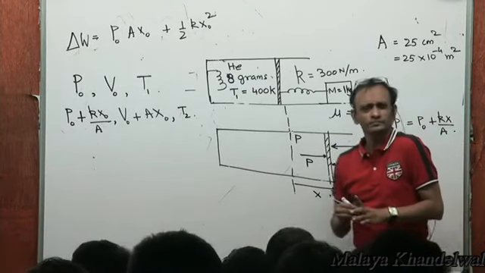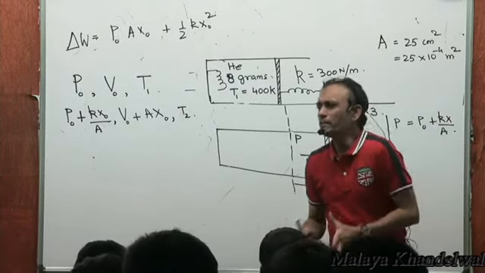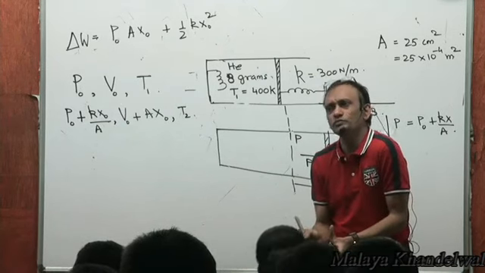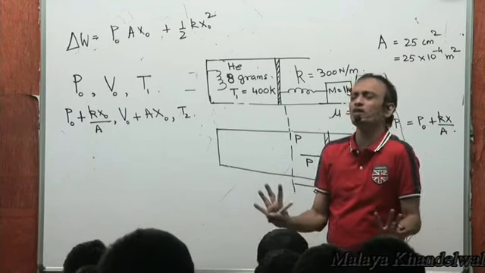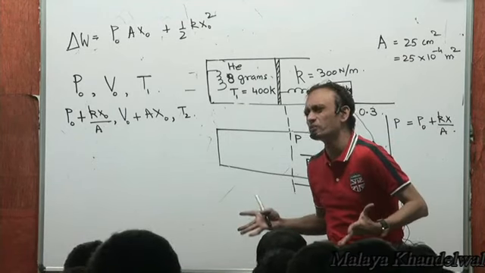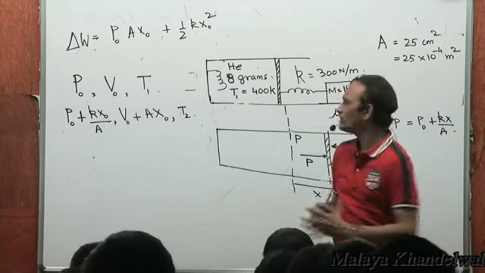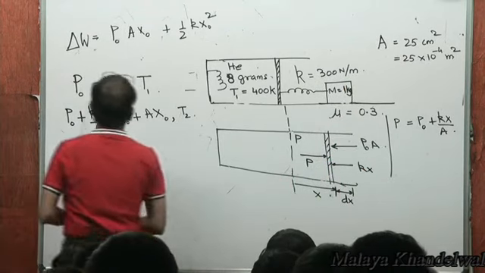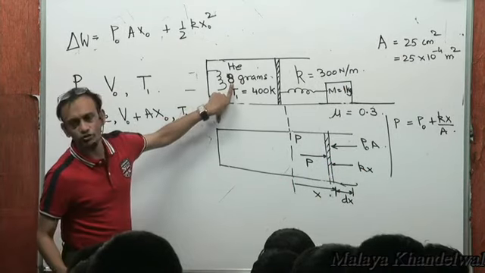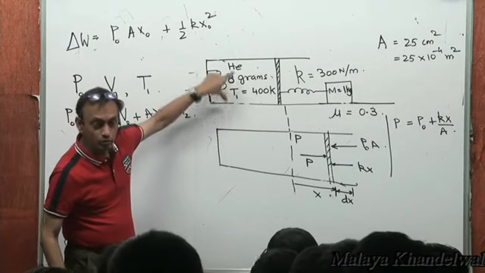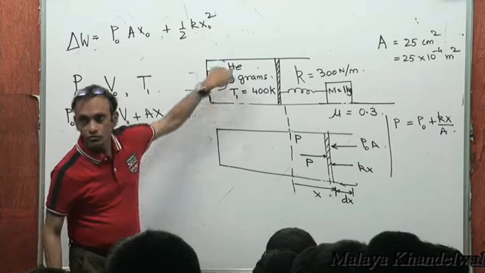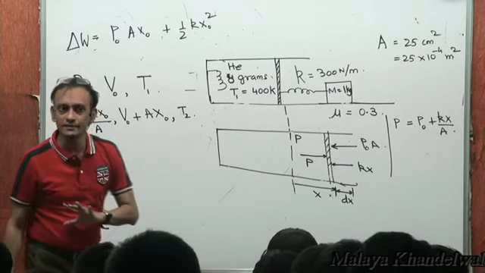P0 we know. 1.013 into 10 to the power 5 Newton per meter squared, atmospheric pressure. Or you can almost take it for an approximation sake, 10 to the power 5 Newton per meter squared. That's a good enough value. N, number of moles, is given to be 2, right? 8 by 4, mass by molecular weight. 2 moles of the gas, right?